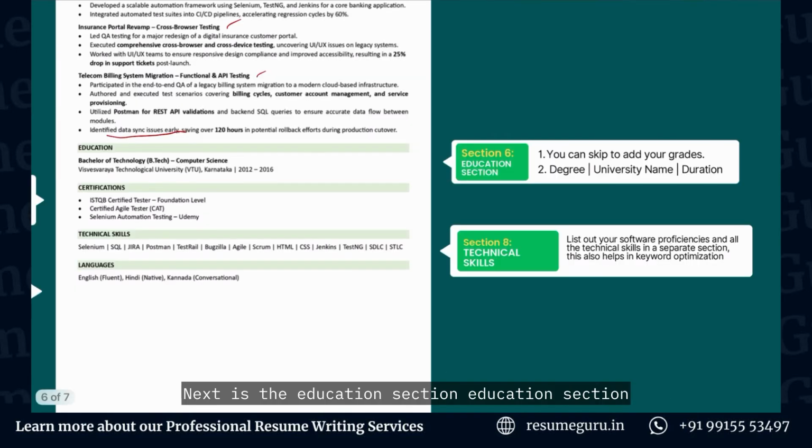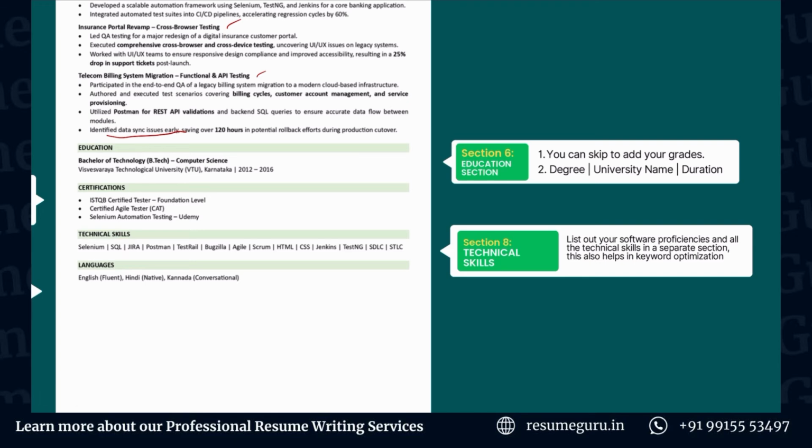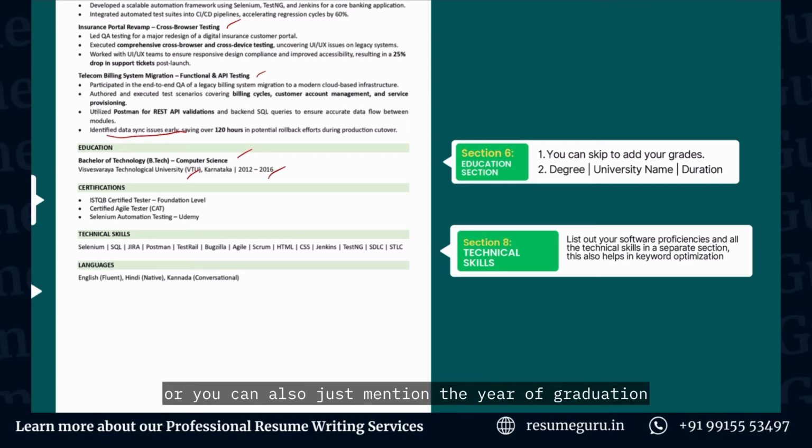Next is the education section. The education section is very straightforward. This is where you mention the name of your degree, the name of your college or university, and from when to when you studied there, or you can also just mention the year of graduation. You can skip adding your grades, especially if you have a lot of work experience.